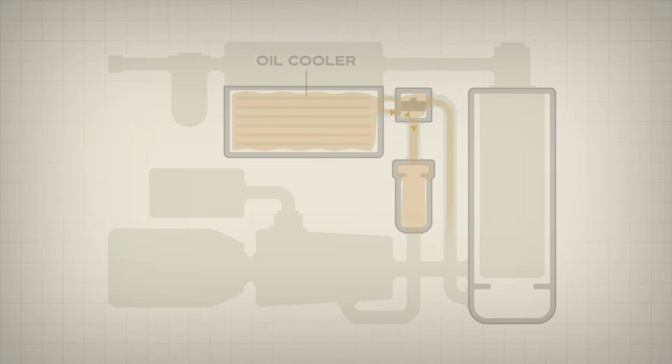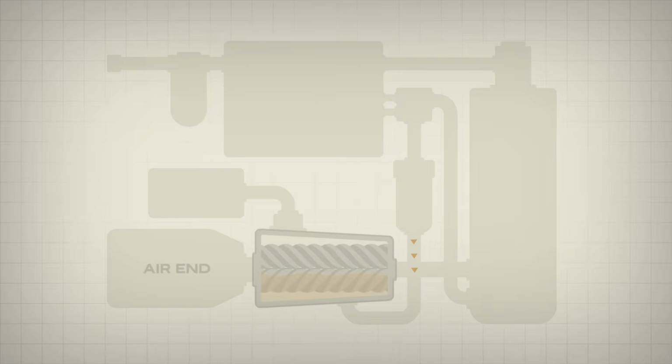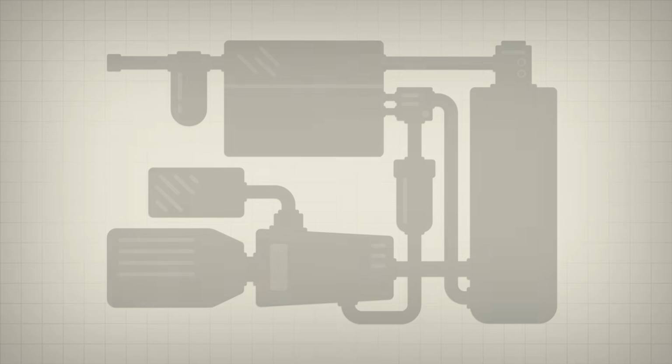oil filter. Once the oil reaches maximum operating temperature, the thermal valve fully closes the bypass and routes all oil through the oil cooler before it flows to the oil filter. Once filtered, the oil flows back to the air end to be reused in the compression process.